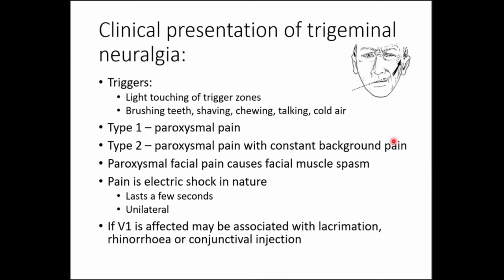So typically the patients with trigeminal neuralgia will have grimacing or facial muscle spasm, and this is because of the paroxysmal pain. So the patient experiences this somewhat severe pain, and then they have facial muscle spasming in response. The pain is usually electric shock-like in nature, typically unilateral, and may last a few seconds. If V1 is affected, the trigeminal neuralgia may also be associated with lacrimation, rhinorrhea, or conjunctival injection.